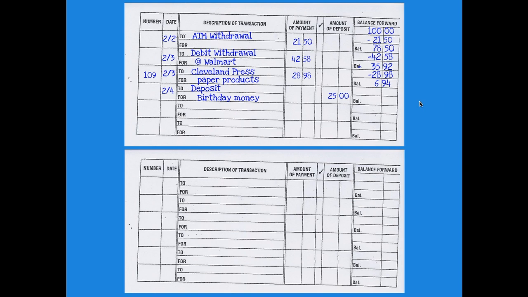So we're depositing, so under the deposit column, we're going to put $25. Forward that same amount into the balance column. So we're going to add plus $25. $25 plus $6.94 gives us a whopping balance of $31.94.